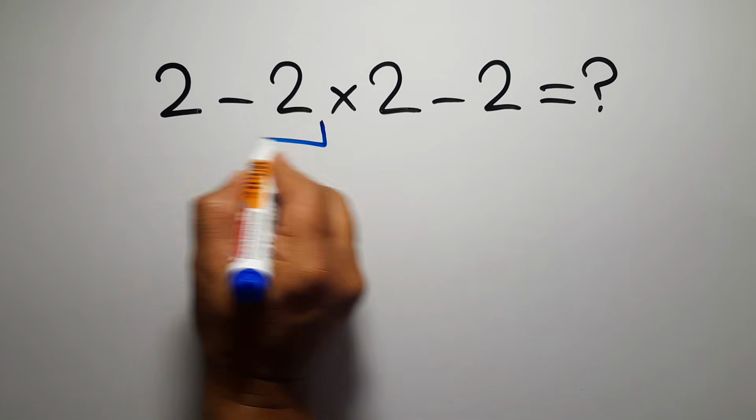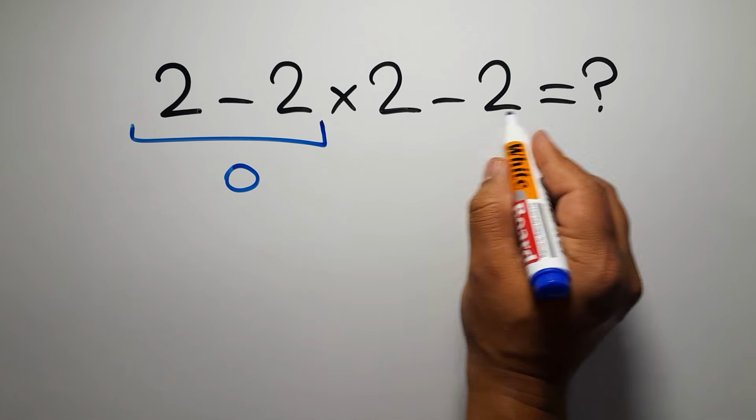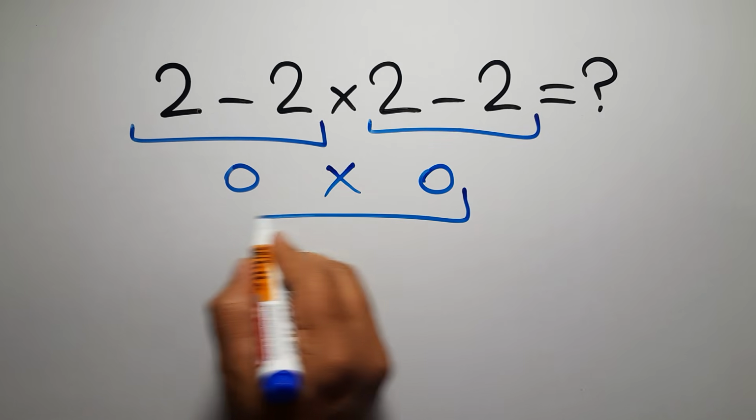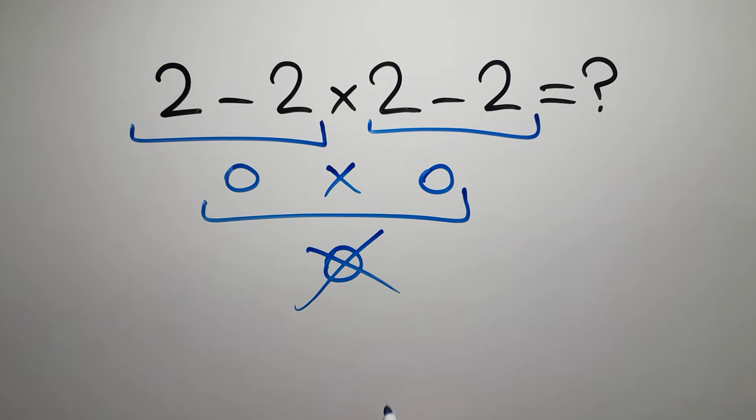2 minus 2 is just 0. And again here we have 2 minus 2. So 0 times 0, which equals 0. But this answer is not correct.